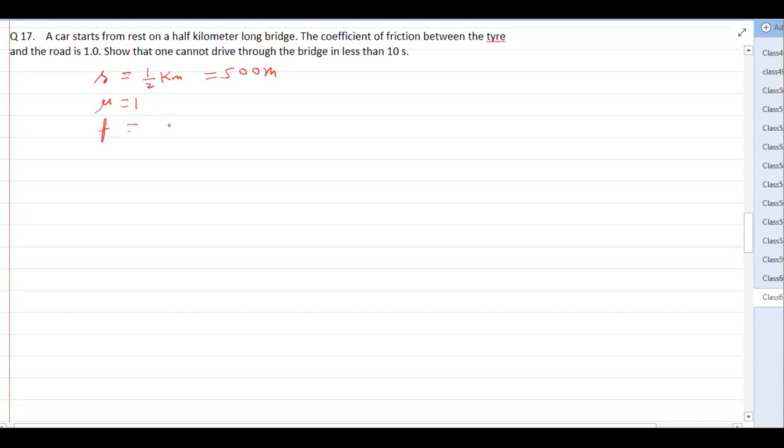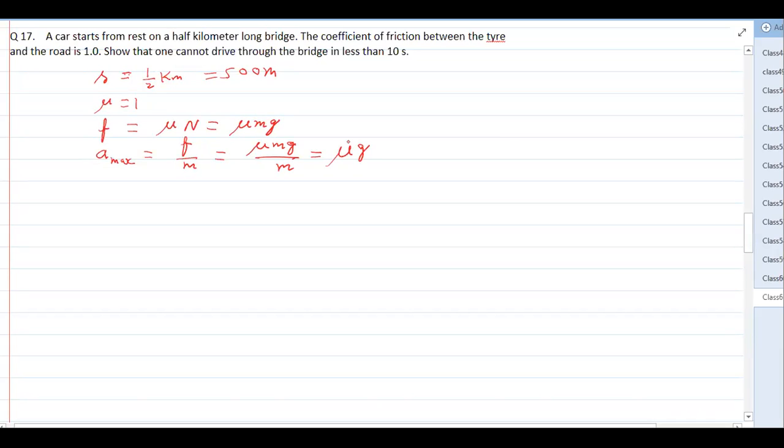The maximum friction which we will have is mu times normal, and that is mu times mg. So the maximum acceleration which we can have, a max, will be force by mass, so mu mg divided by m, so mu g. This is the maximum friction force on the car. So the car will accelerate with this acceleration.